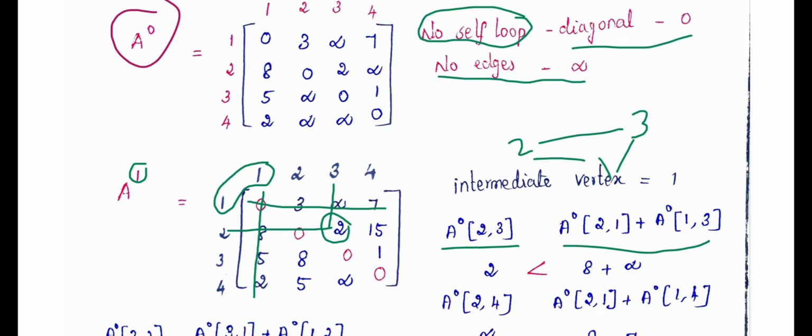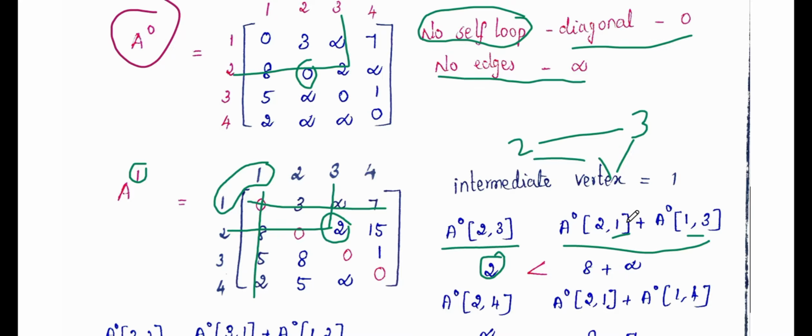Okay. So what is the value of A0 2, 3? That is 2, right? So write 2 here. Then less than 2 to 1. What is the value of 2 to 1? 2 to 1 is 0 plus 1 to 3. That is the intermediate, right? 2 to 1, 1 to 3. So you find which one is minimum, the direct edge or through intermediate.